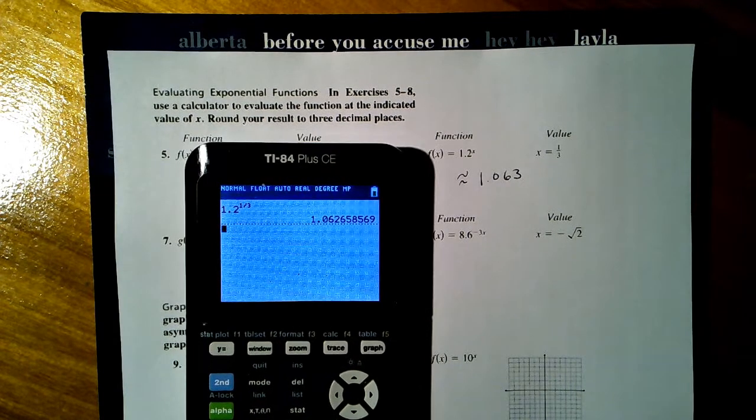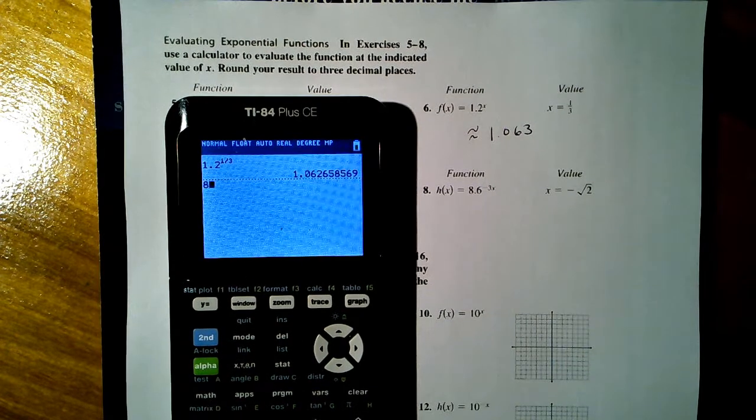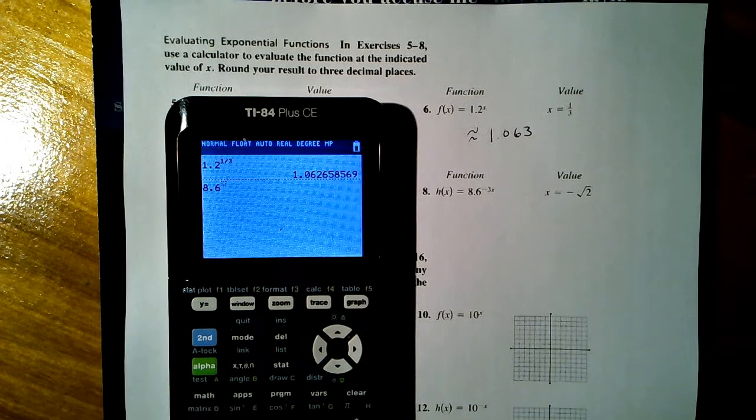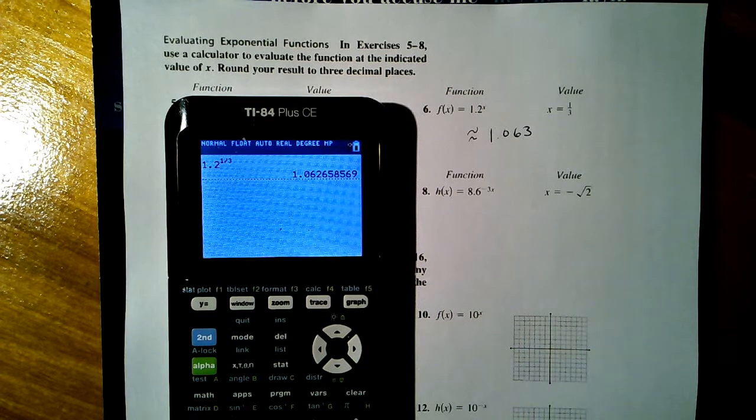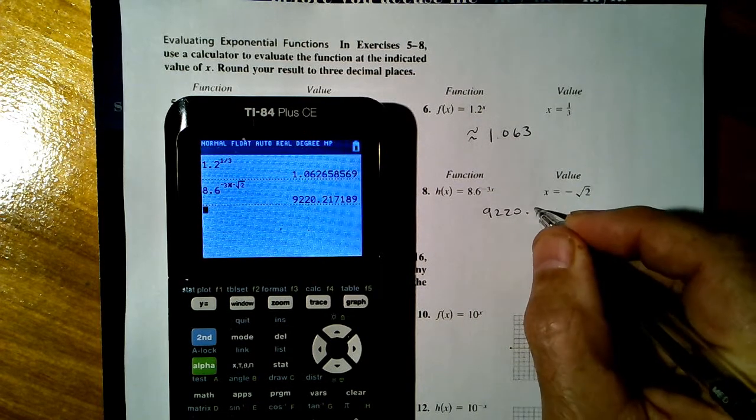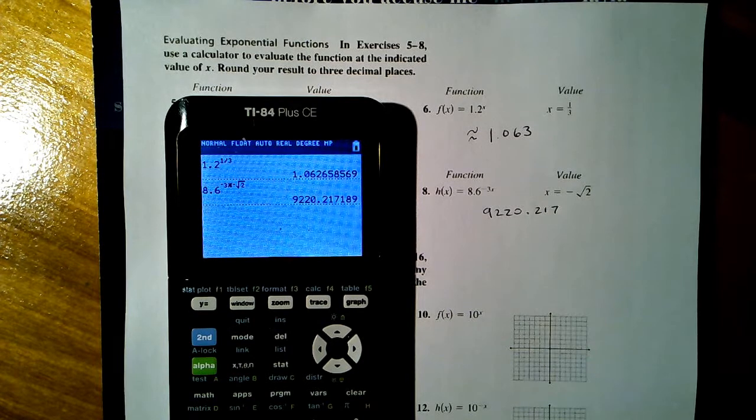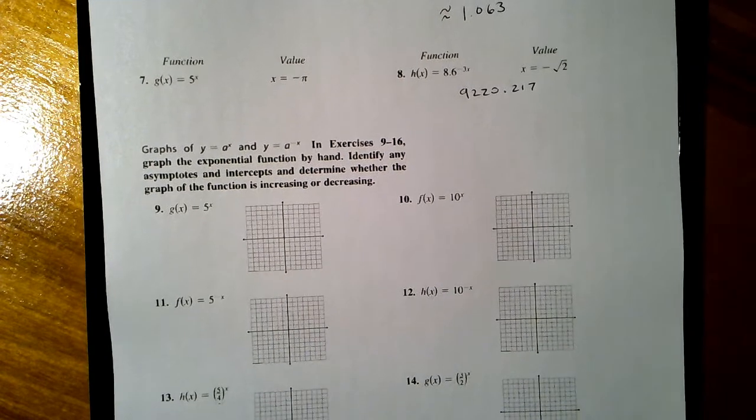And no real difference for number 8 here. As I said, pretty simple section in large part. So 8.6 raised to the negative, don't hit minus here, raised to the negative, and then we get 3 times negative square root of 2, and that is it. And we just get 9,220.217.